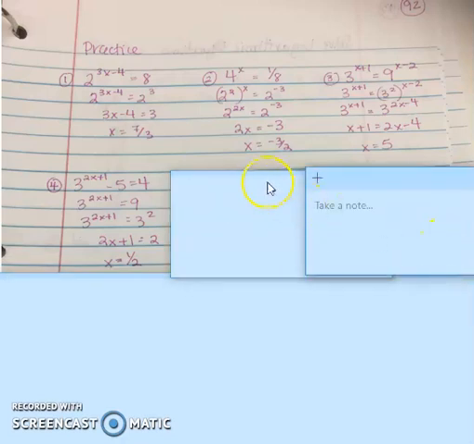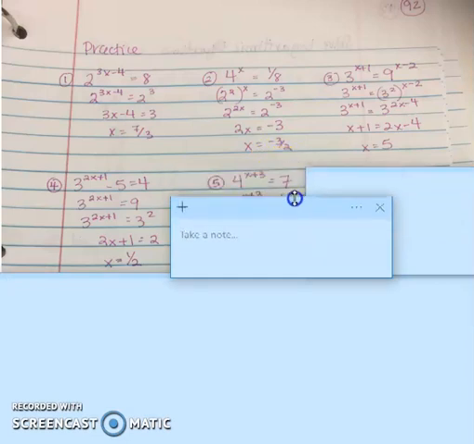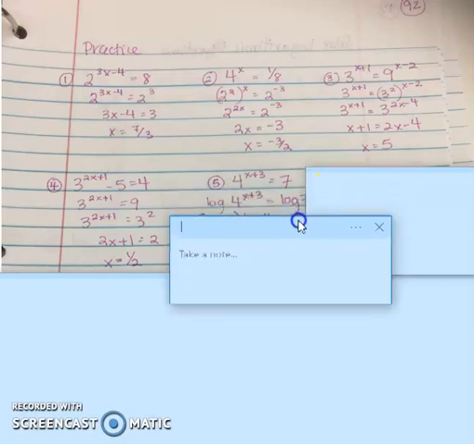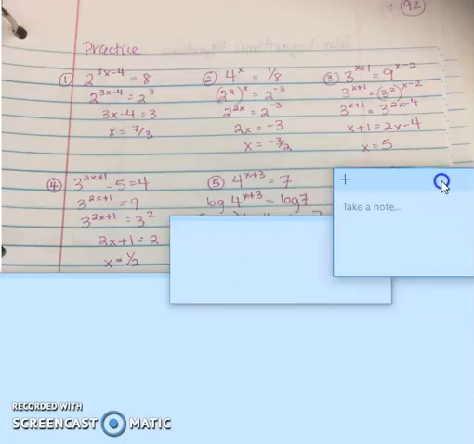For example 5, we have 4 to the x plus 3 equals 7. For this one, 4 and 7 are the bases. They cannot be set equal to each other in any way. So at this point, I'm going to take either the log of both sides, the natural log of both sides, log base, whatever you want of both sides, because the change of base formula says that we can use whatever base that we want. So when I do that, I just simply took the log of both sides.